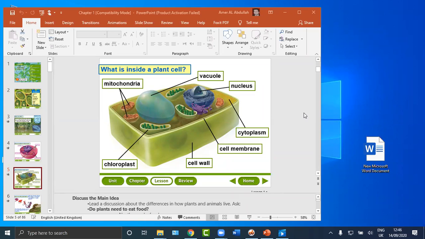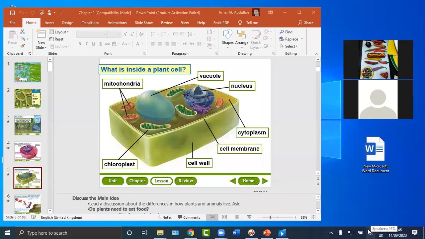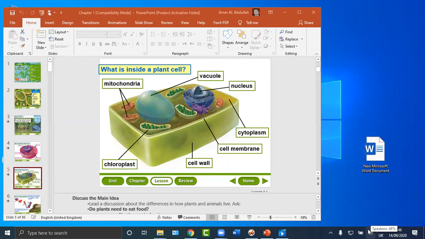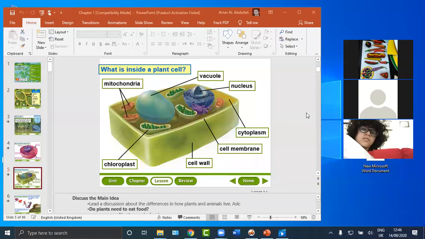Cell membrane. It's a flexible wrapping that is a layer around the outside of the cell. Yes, perfect, you did well. And some questions about cytoplasm. Who can give me information about cytoplasm? Yes, Yusuf Ahmed.